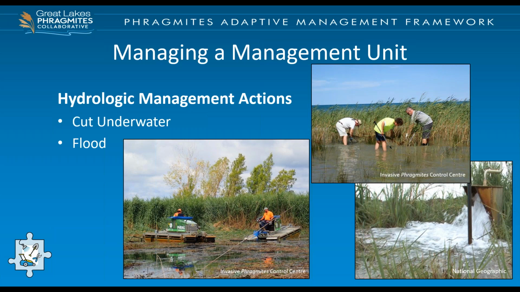A second hydrological management action is a flood. In order for a management action to be classified as a flood in PAMF, water must cover all live Phragmites within the management unit for at least a full month.